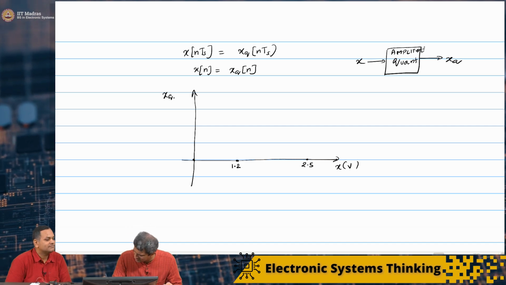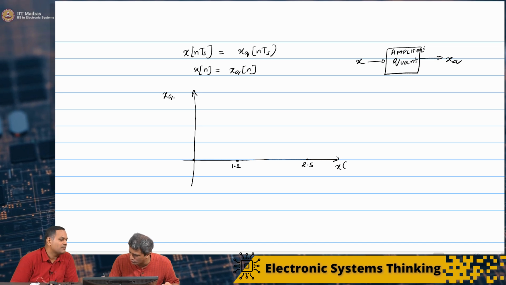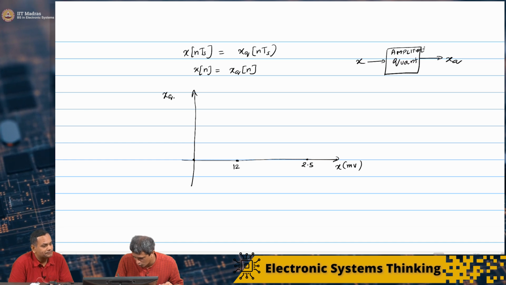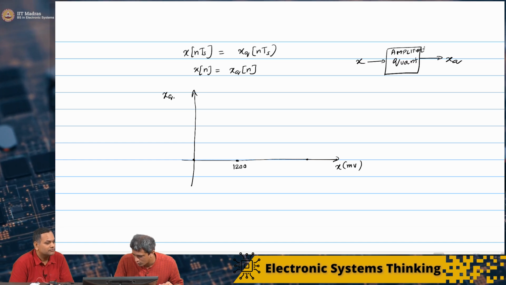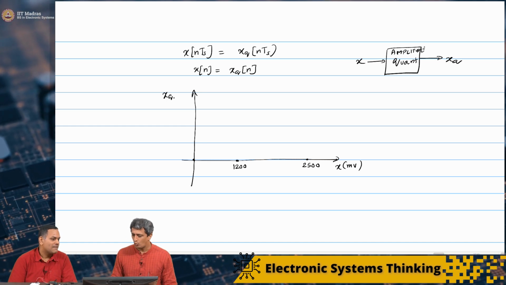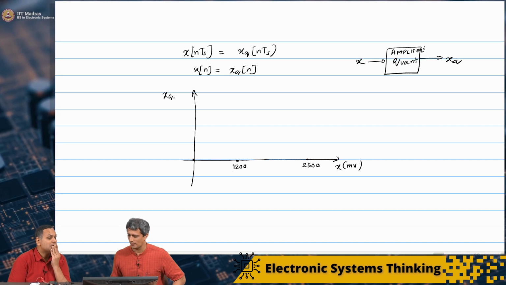1.2 to 2.5 volt, and we'll say this is in volt. Why not? Or millivolt, right? I'll change that to 1200. So 1200 to 2500. Okay. Now, xq is going to get quantized. So what will happen?